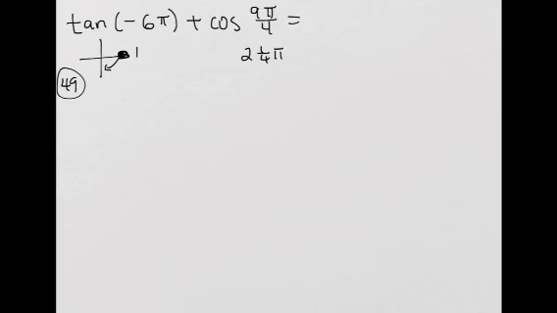So tangent, remember the ordered pair here is (1, 0). So the tangent, y over x, is 0. Over here, cosine of 9 pi over 4, I changed the 9 pi over 4 to 2 1/4. So that would be 2 pi and 1/4, you land right here. Cosine of pi over 4 is radical 2 over 2. So the answer is radical 2 over 2.